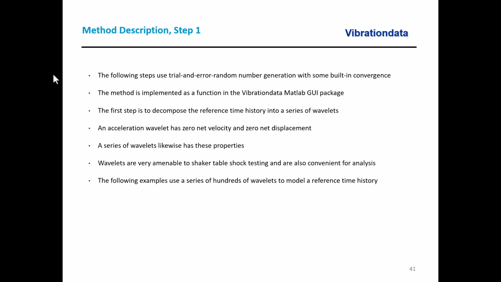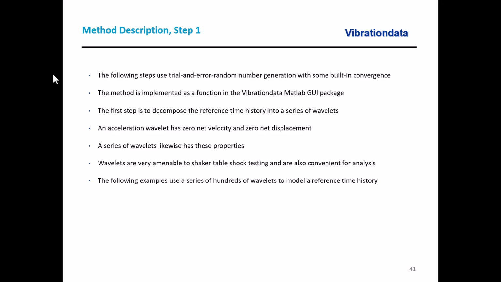So the first step is easier done than said. We're going to decompose the reference time history into a series of wavelets. And it's going to be random number generation with convergence. There's no Fourier-like transform. It's surprisingly easy and surprisingly accurate. An acceleration wavelet, as you recall, has zero net velocity and zero net displacement. A series of wavelets likewise has these same properties. Saw that last time. Wavelets are very amenable or efficient or user-friendly for shaker shock testing and are also very convenient for analysis as well.